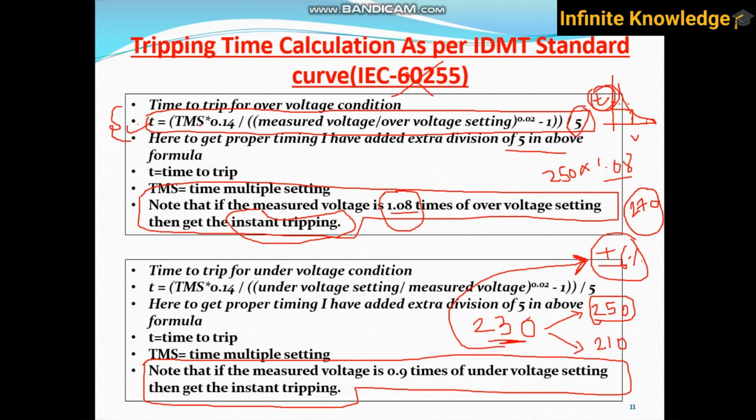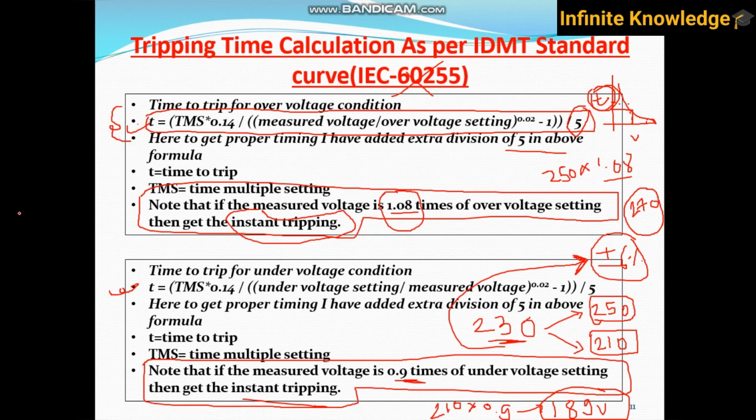And if my voltage is more than 270, then it should not wait for the time to trip and should give instant tripping. Similarly, 210 volt is the under voltage limit, so for the under voltage limit you need to multiply by 0.9. So 210 into 0.9 is, I think, 189. If my voltage is reduced below 189 volt, then I want instant tripping. No need to wait for the time to trip. It shall generate instant tripping.